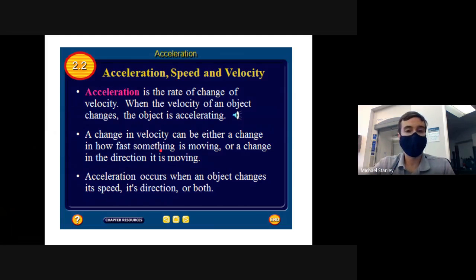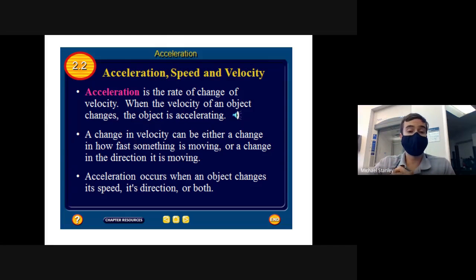All right. So the last thing that I wanted to go over with you guys tonight is acceleration. So acceleration is related to speed and velocity, but acceleration is measuring how much the velocity of an object is changing. So if the velocity goes up or the velocity goes down, that means the object is accelerating.